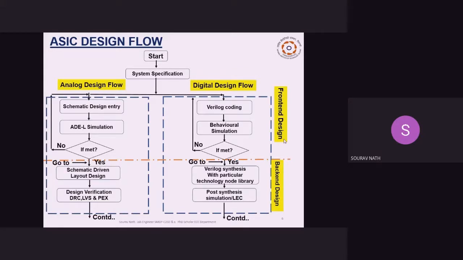In case of digital design flow, after getting the specification, Verilog coding is done. Verilog or VHDL coding, any HDL coding actually, is done, and behavioral simulation is done. After getting the output, if the output is matched, then proceed forward to Verilog synthesis with a particular technology node, where we can add our required technology files, foundry files. Here the technology DB file, database file, is required, and the lib file is required for synthesizing the Verilog code according to your design.